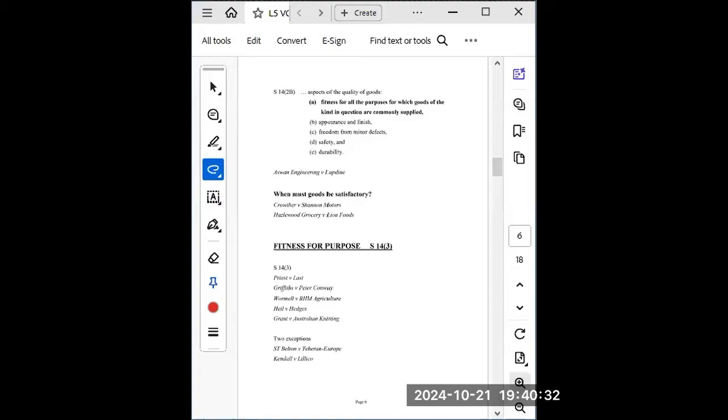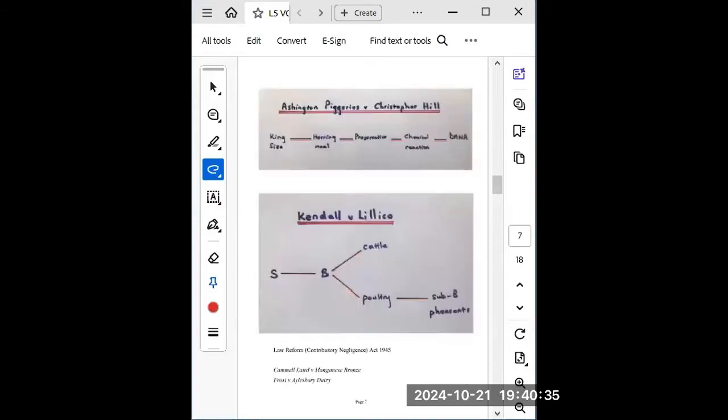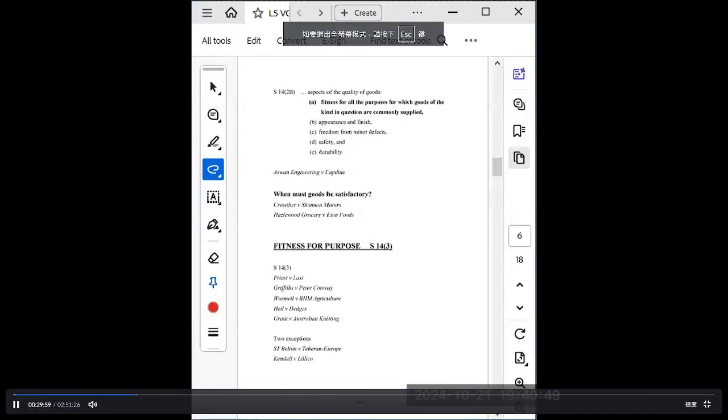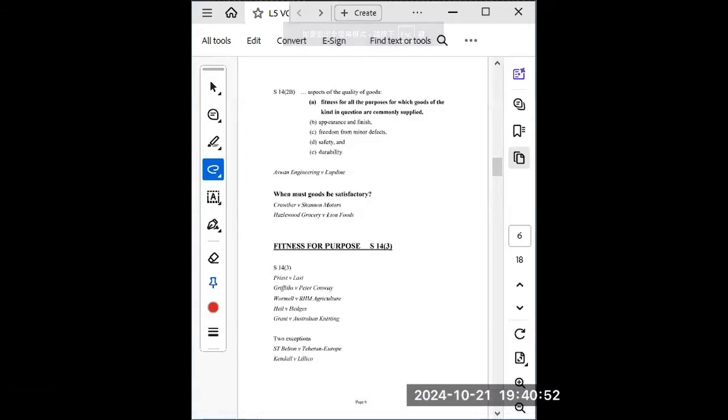Let's move on to section 14 sub 3. 14.3 talks about fitness for purpose. 14.3 says, where a buyer expressly or impliedly makes known his purpose, it is an implied condition that the seller must provide goods fit for that particular purpose. Again, there are 2 exceptions to this implied term. We will look at the exceptions in a minute.